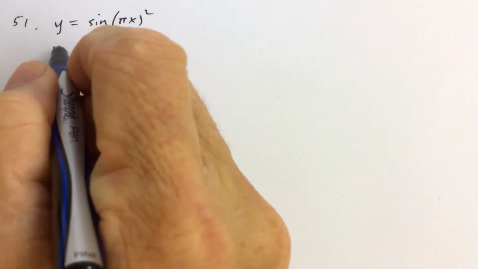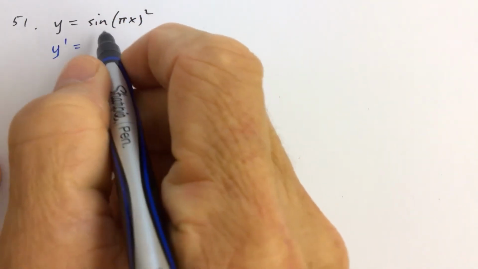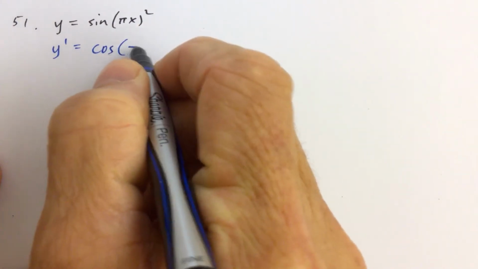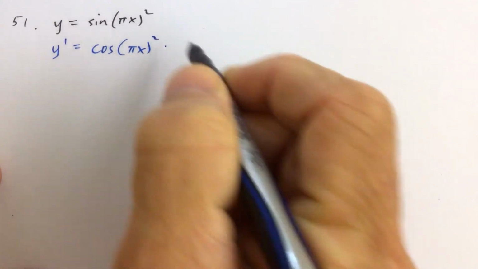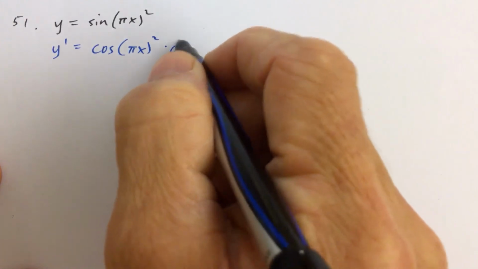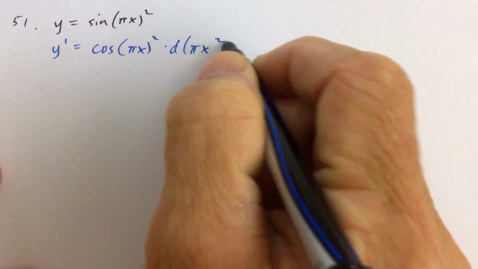Number 51, we're just finding y prime. Y prime is, when we take the derivative of the sine, we're going to get cosine of whatever. But that whatever is not just x. So we're going to multiply by the derivative of that thing, pi x squared.